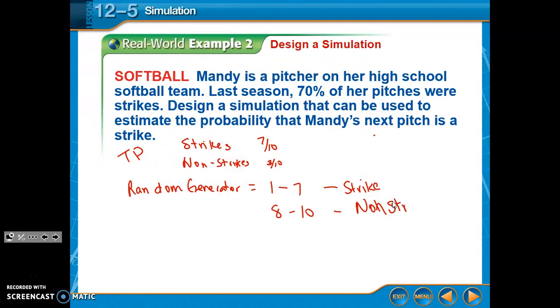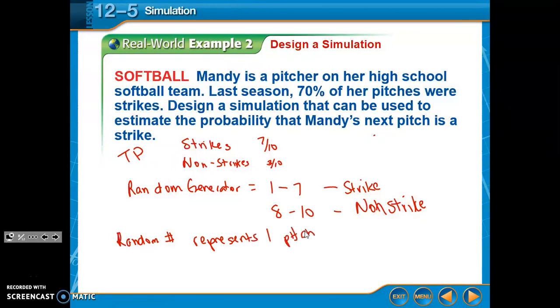Okay, non-strike. So I want to know where, well, I figured out a random generator. If I were to do this, each time you hit the random generator button on your calculator and it gives you a number, we're going to say each random number represents one pitch.